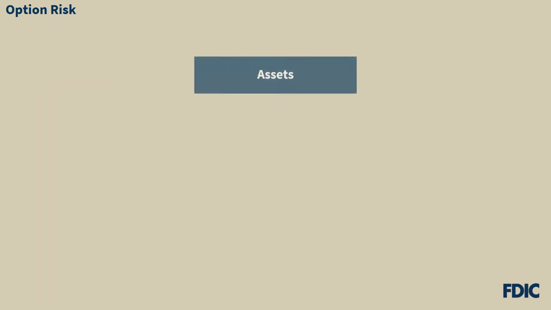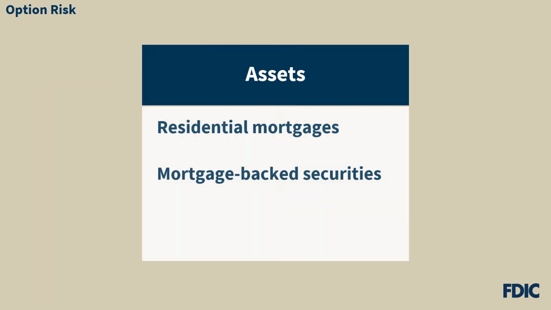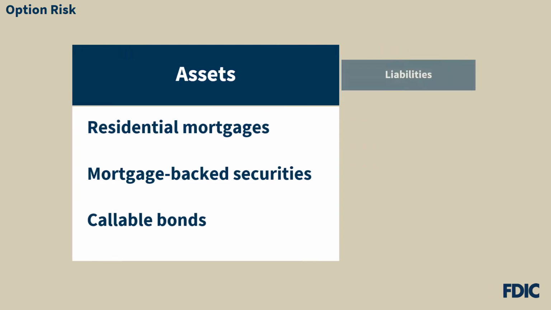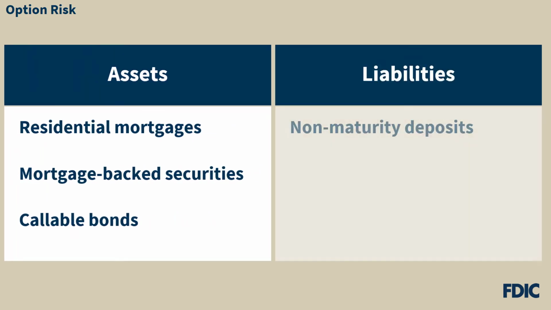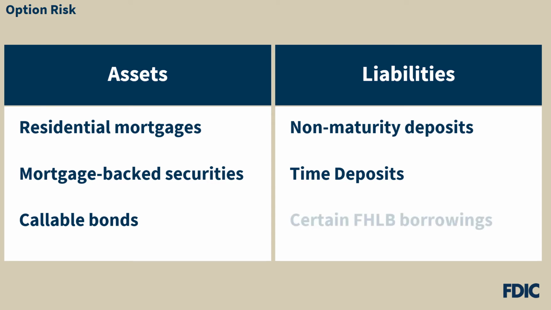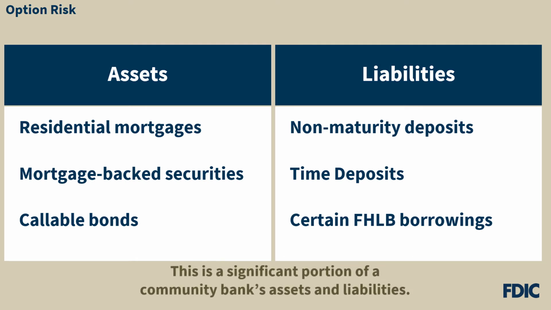On the asset side of a balance sheet, mortgages and mortgage-backed securities can prepay or extend, while callable bonds can be called at the option of the issuer. On the liability side, non-maturity deposits can be withdrawn at any time, while even time deposits can be withdrawn early despite prepayment penalties. In addition, some Federal Home Loan Bank, or FHLB borrowings, can be called at the FHLB's option. This list includes a significant portion of most community banks' assets and liabilities.